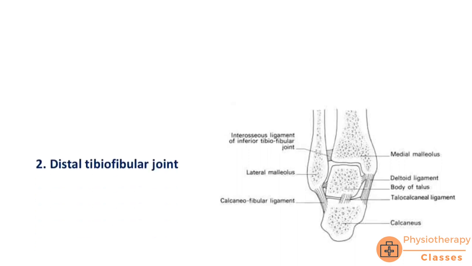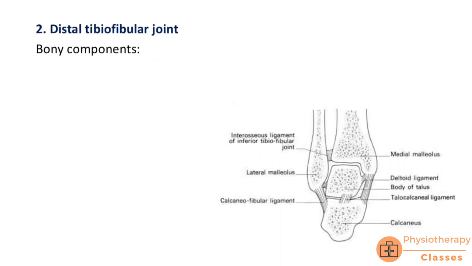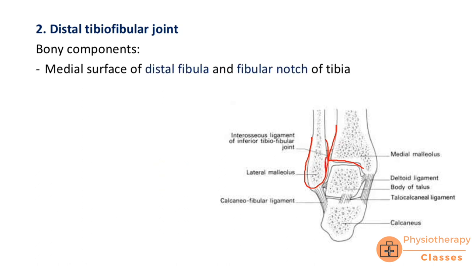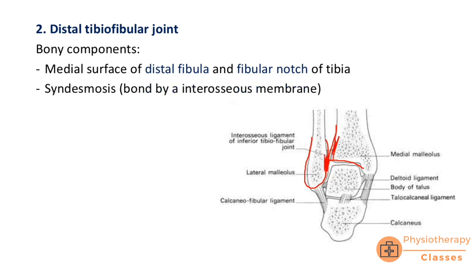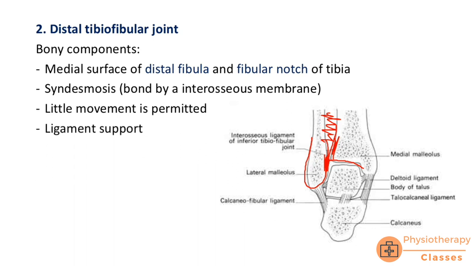Now coming to the inferior or distal tibiofibular joint, again the bony components are the tibia and fibula, but it is the distal end of the fibula and the distal end of the tibia. It is formed between the medial surface of the fibula and the fibular notch of the tibia, which is facing laterally. We also have a syndesmosis, a bond by an interosseous membrane between the fibula and the tibia. These are two joints proximal to the ankle joint. There is little movement permitted in these joints, as they are strongly supported by ligaments.